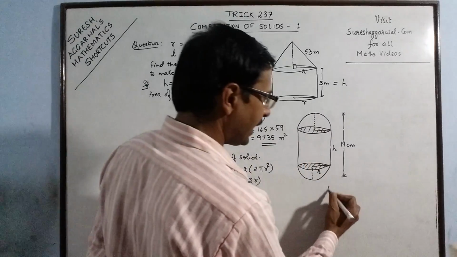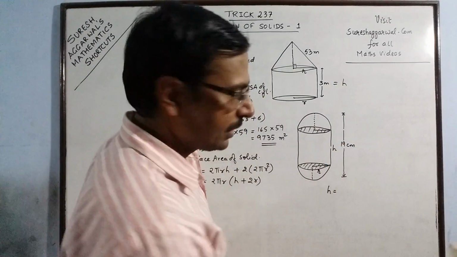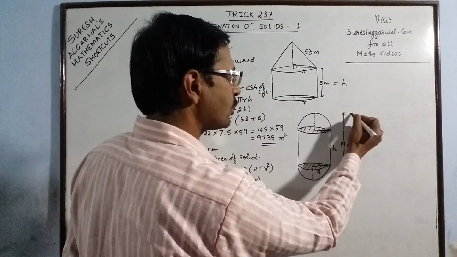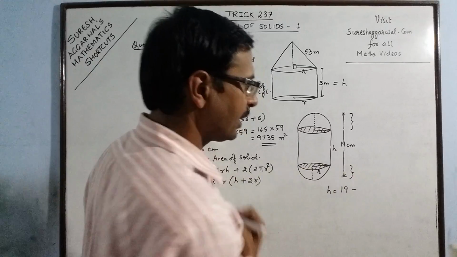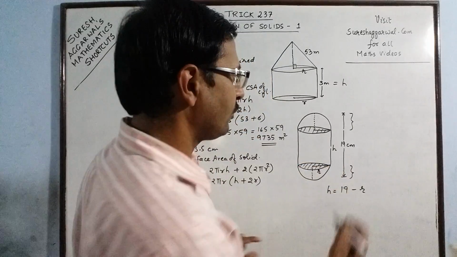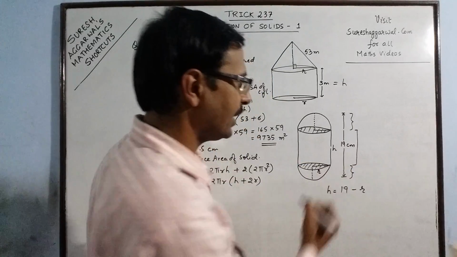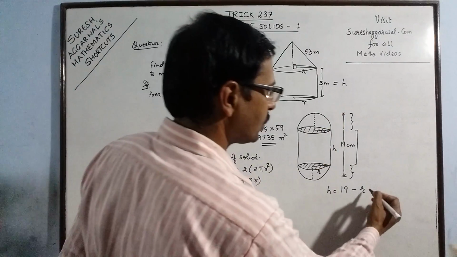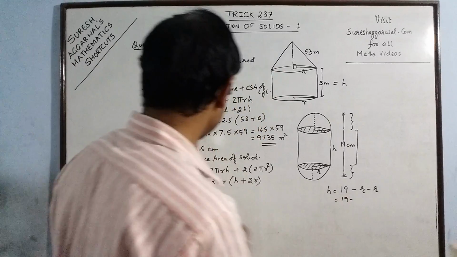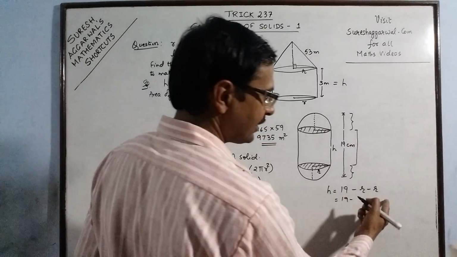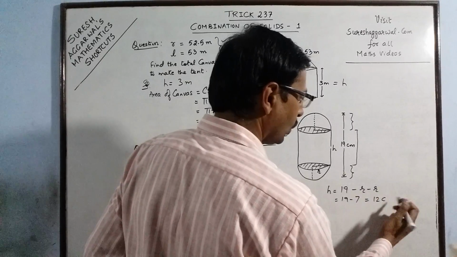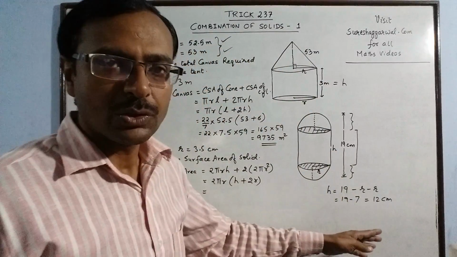So if you need to calculate h, the height of the cylindrical part, then the total height is given as 19, and you need to subtract these two portions, this and this, each equal to the radius. If you subtract these two, we are left with the height of the cylindrical part. So we have to subtract 2 radius. 19 minus, what is the radius? 3.5. So 3.5 and 3.5 gives you 7. So the height of the cylindrical part is 12 centimeters.